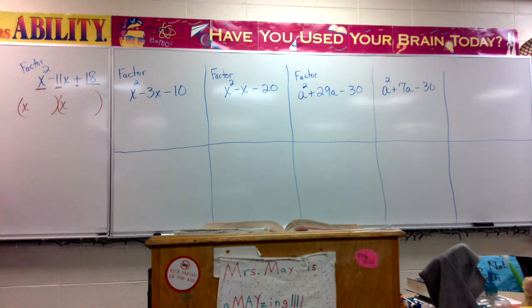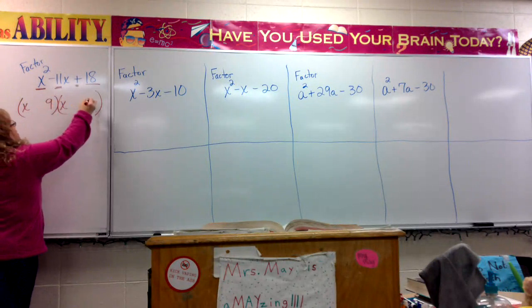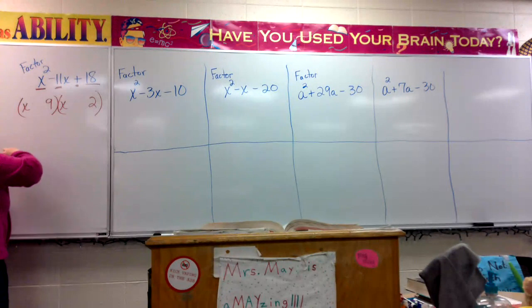I'll order some. Anyway, so it has to add to 11. And if none of these add to 11, then it's got to be prime, right? Do any of these add up to 11? 9 and 2. So I'll take that pair. It's a 9 and a 2. 9 times 2 is 18, and they add up to 11.